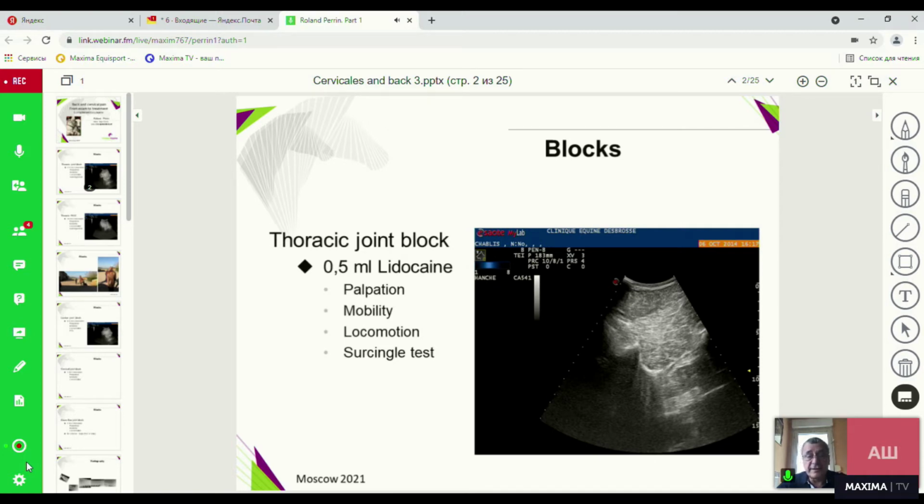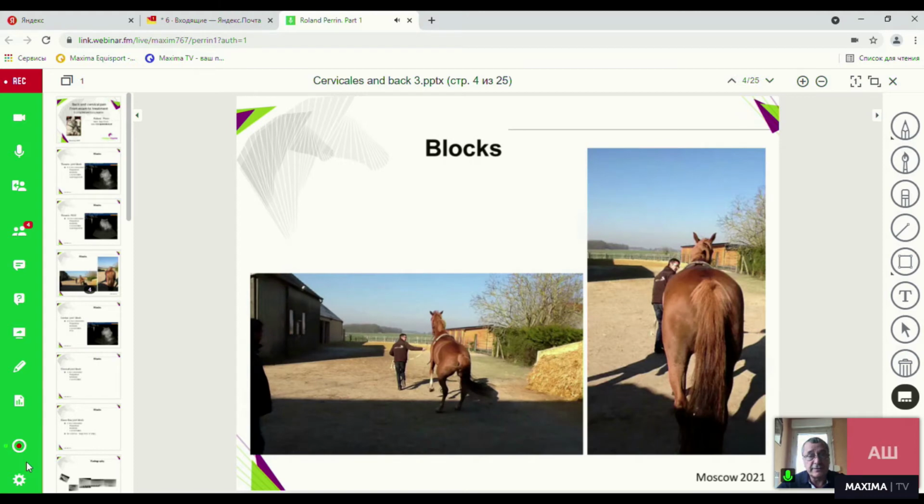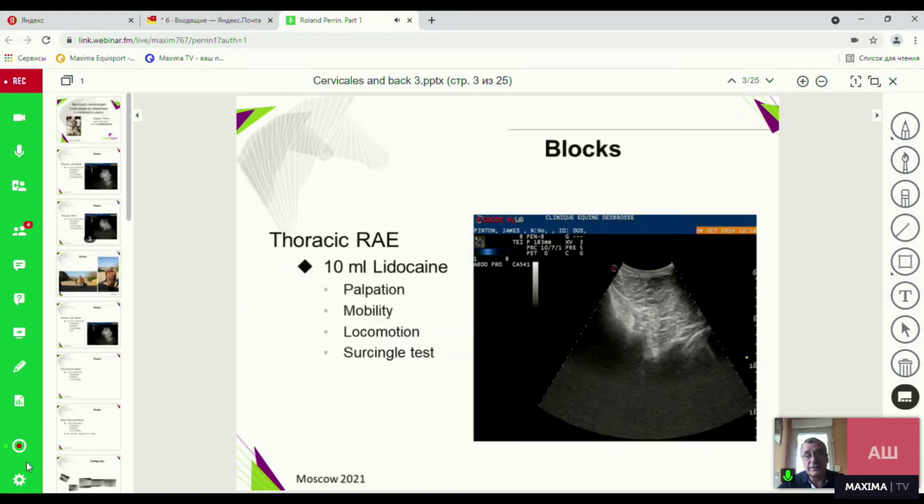And it's very surprising to see that you don't have to put a lot of local anesthesia, between 0.5 and 1 milliliter. If you use ultrasonography to help you, you can put this block very precisely, and after you can do your palpation again, the mobility, of course the locomotion, sometimes the surgical test. You can do first the palpation and the mobility, and sometimes you have a very, very big improvement, or you can ask the rider to ride the horse again, and he or she can see a very big improvement. So it's very useful. You can use that on the thoracic, and in the same way on the lumbar area.